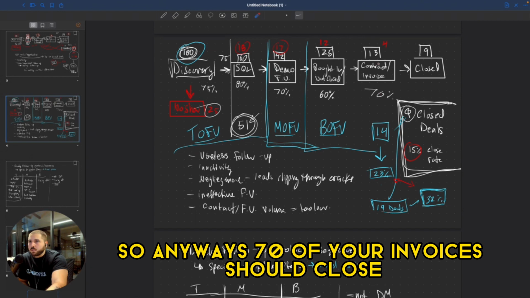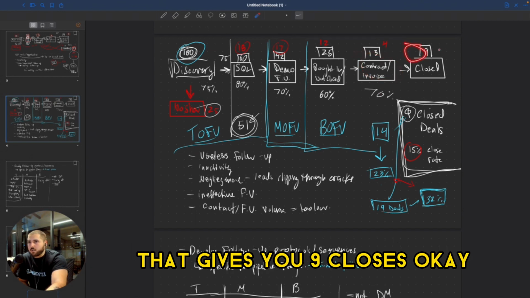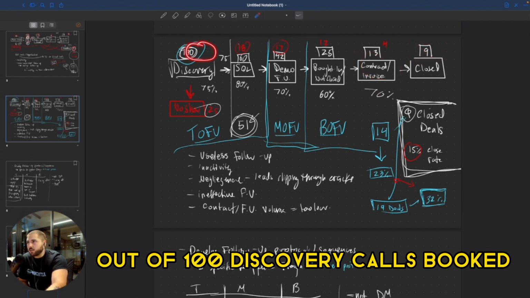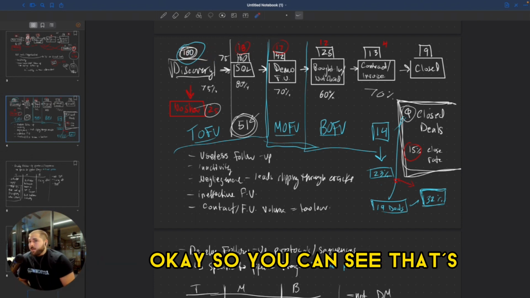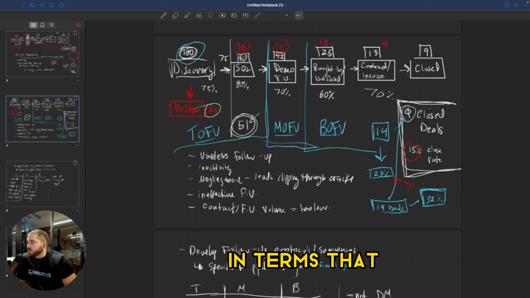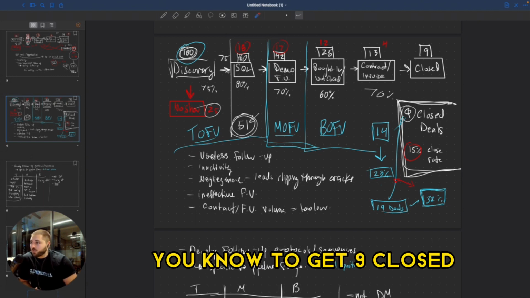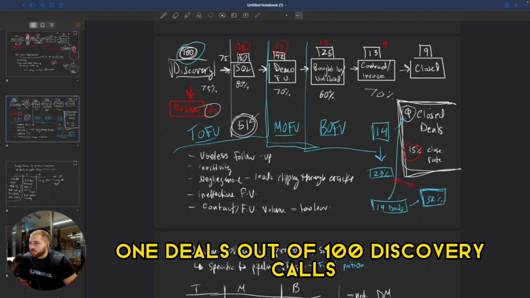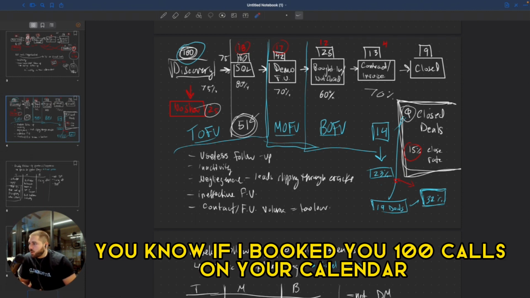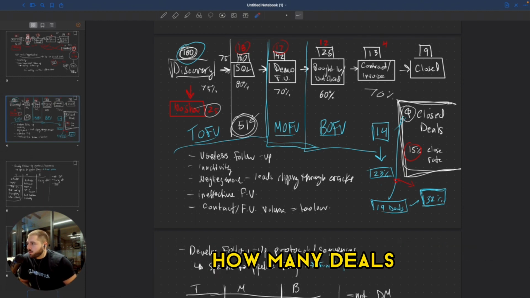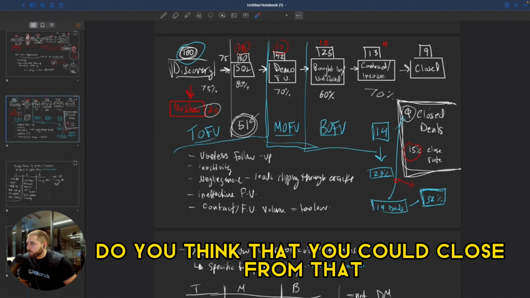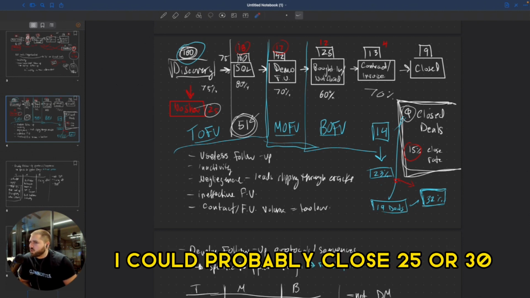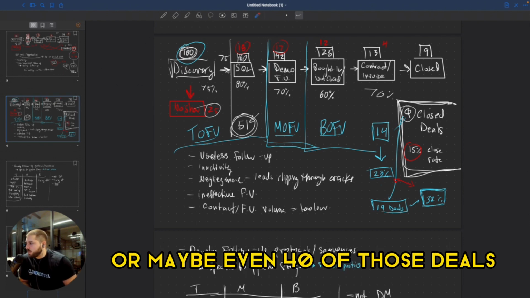So, anyways, 70% of your invoices should close. That gives you 9 closes out of 100 discovery calls booked. You can see that's not that many deals, 9 closed won deals out of 100 discovery calls. A lot of people, if you ask them, "If I booked you 100 calls on your calendar, how many deals do you think you could close?" would say, "Oh, I could probably close 25 or 30 or maybe even 40 of those deals."